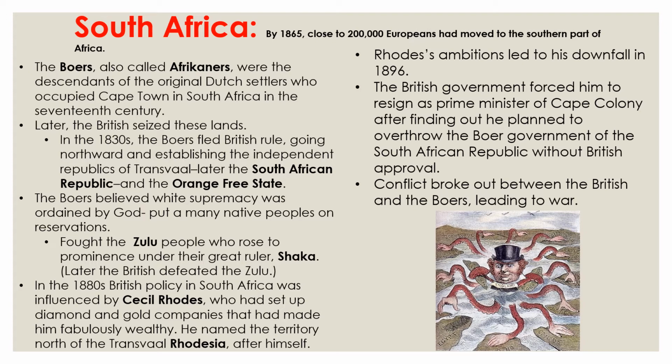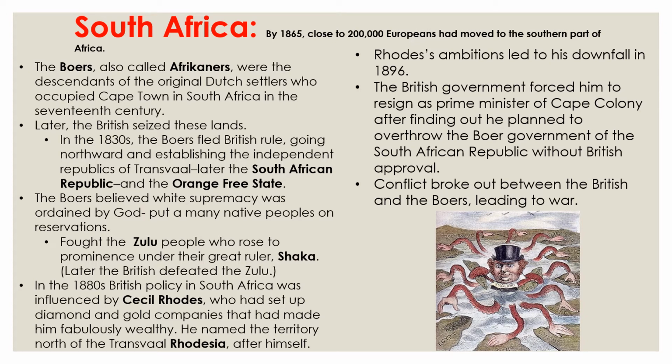Rhodes' ambitions led eventually to his downfall in 1896, when the British government forced him to resign as Prime Minister of Cape Colony after finding out he planned to overthrow the Boer government of the South African Republic without British approval. Not that the British didn't want to overthrow the Boer government. They will, and they will overthrow the Boer government. But they did not want Rhodes to think that he had a personal claim to that territory instead of Great Britain, the country. So eventually, after throwing out Rhodes, the British sent their armies in.